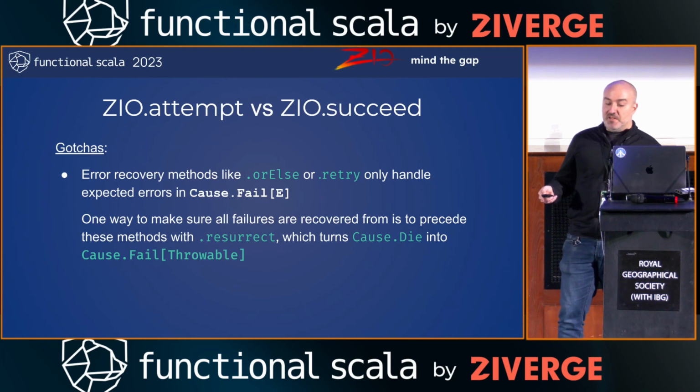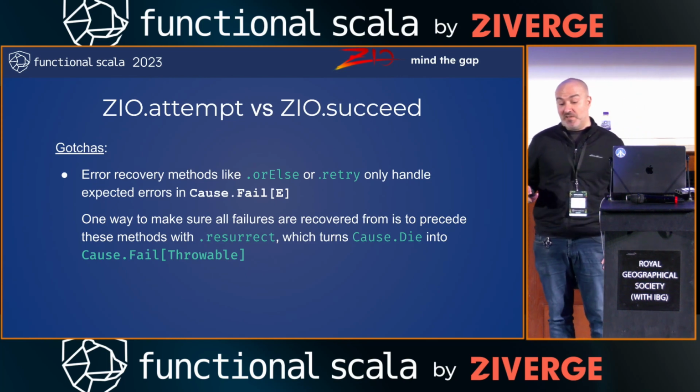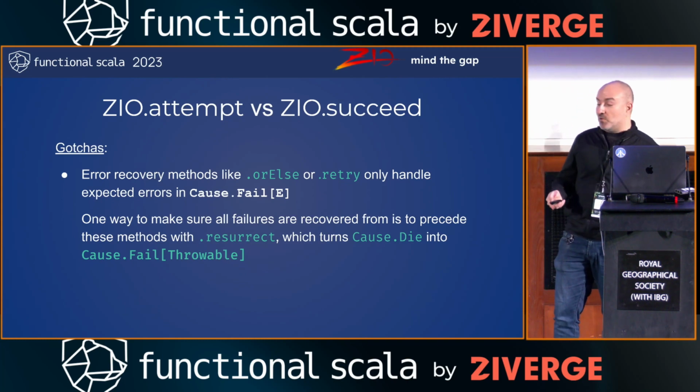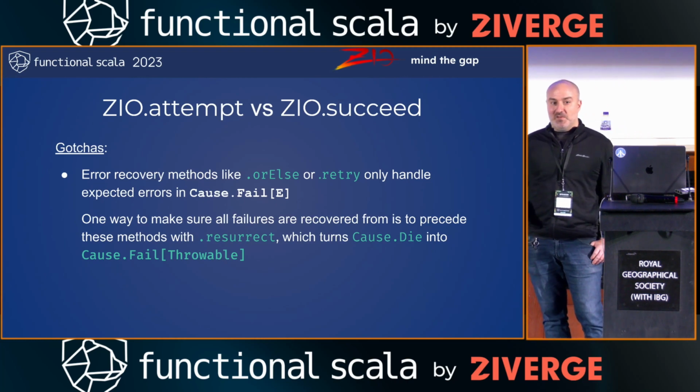And there's one thing that you could do: use resurrect, which, in case your error type is already throwable, will lift your die case into a regular fail. It resurrects your die into a regular fail.